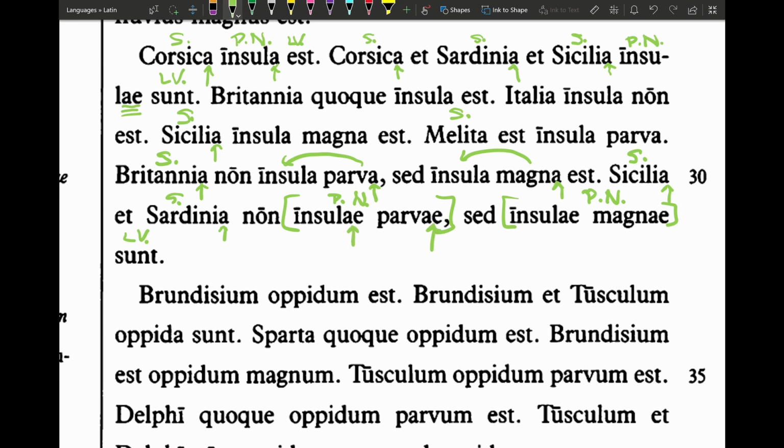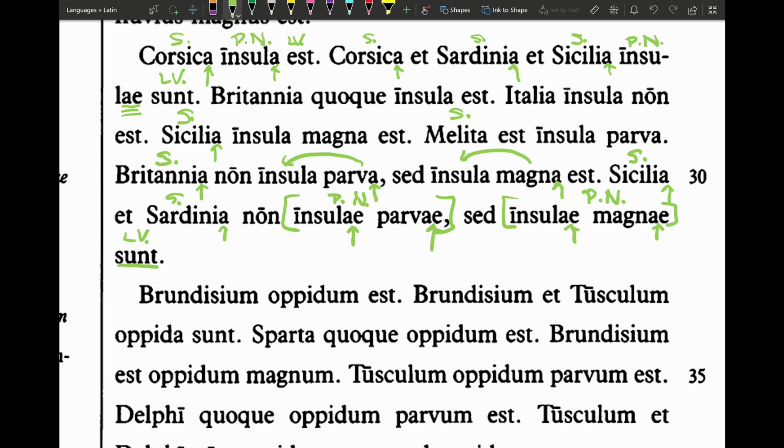Notice here that parvae is agreeing with it. Notice down here at these two, same thing is going on. They have to agree. Why is it agreeing like this? Why are they plural? Well, you have more than one subject in the sentence. Sicily and Sardinia make up two islands, so there's two or more subjects in the sentence. Therefore, the predicate nominatives must agree, just like the verb here is agreeing. It says are. So it says Sicily and Sardinia are not small islands, but are large islands. Hopefully that makes sense.